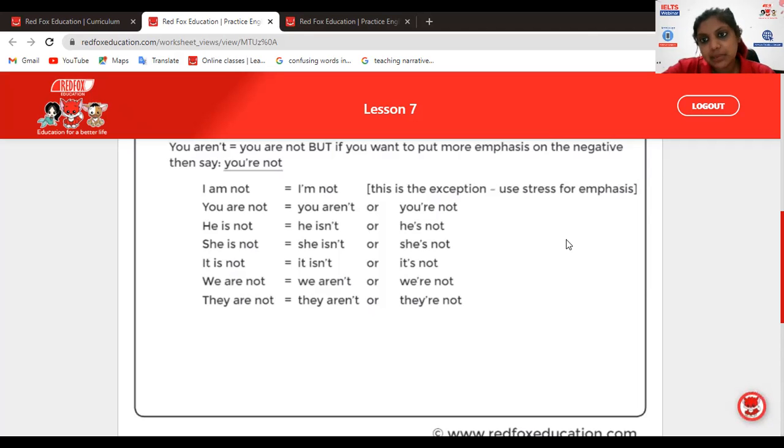Vijaya, can you go ahead and read this table for us as well? Sure, ma'am. I am not, I'm not. You are not, you aren't, or you're not, where we put the negative in the R, otherwise you're not. He is not, he isn't, or he's not. Superb. She is not, she isn't, or she's not.